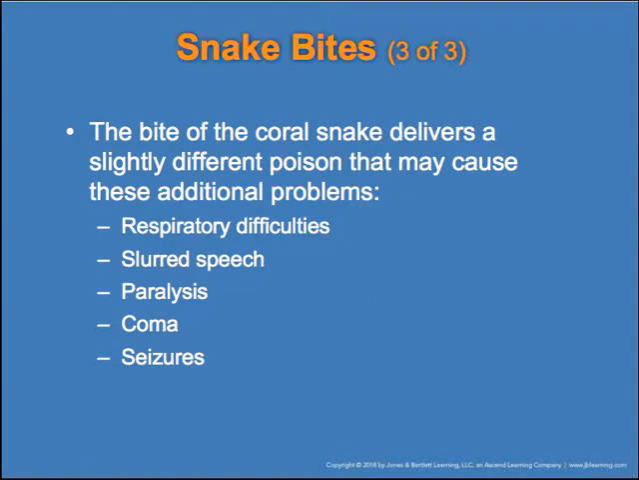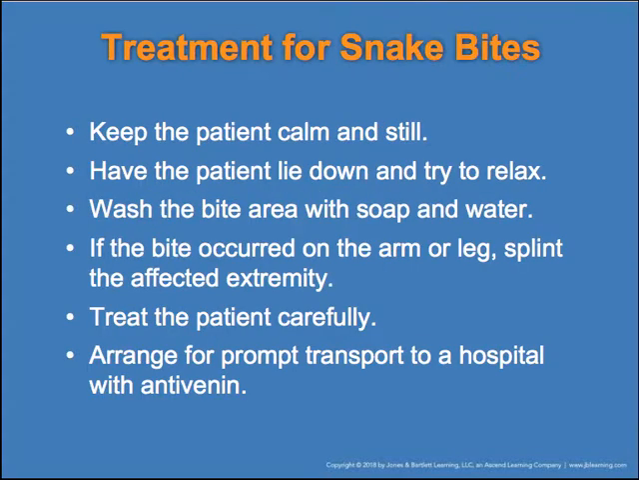The bite of a coral snake delivers slightly different poison. You might have things like respiratory difficulties, slurred speech, coma, and seizures, because it deals more with the neurological system of the body than anything else.